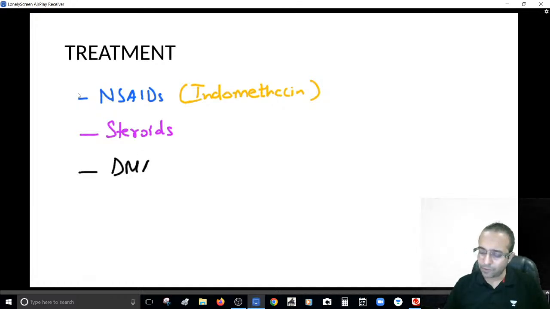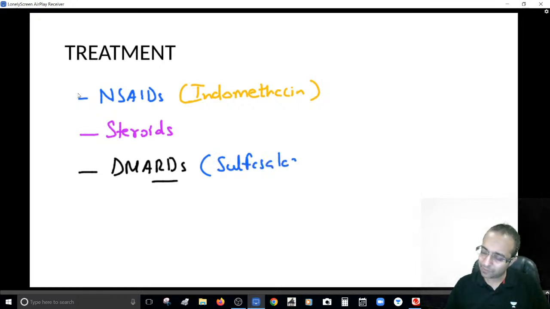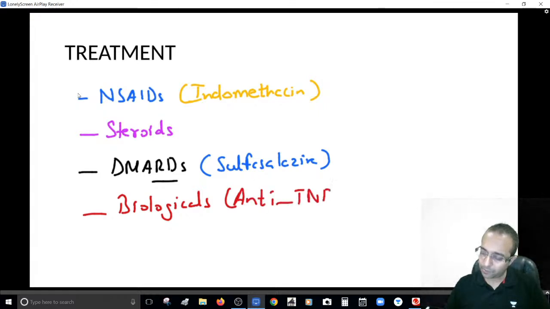DMARDs are not very effective. Very few DMARDs have some role. In the DMARDs, sulfasalazine is what has maximum role. Otherwise, most of the patients have to be taken on the biologicals, the anti-TNF drugs to be specific.